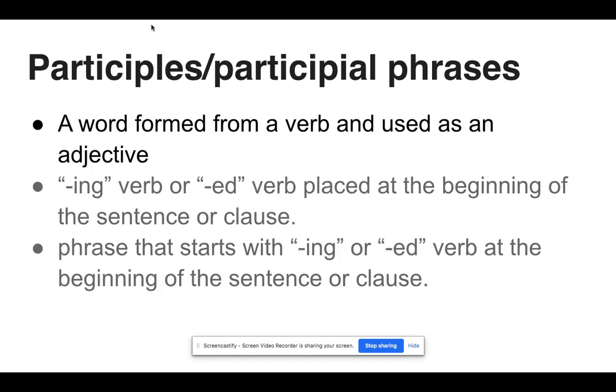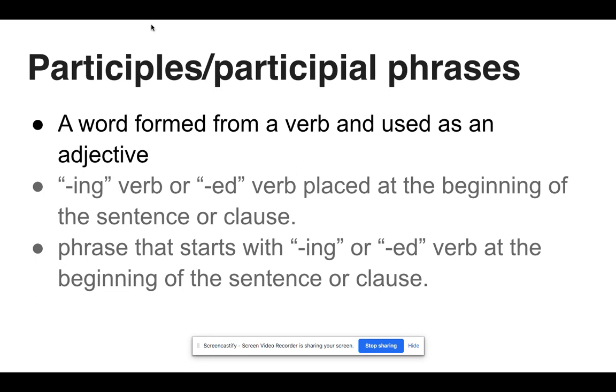The first structure is participles or participle phrases. A participle is a word that is formed from a verb, but it's used as an adjective in a sentence. So if you're looking for this in a sentence, it's going to be a word that looks like a verb, but it's actually being used as an adjective to describe a noun in more detail. A participle will generally have either an ing or an ed ending.